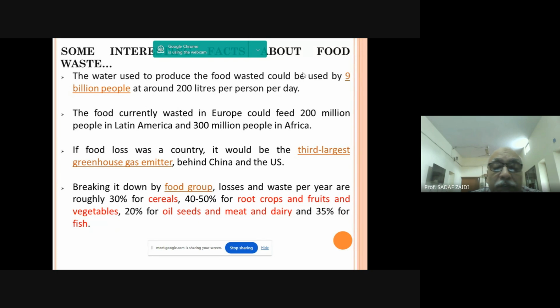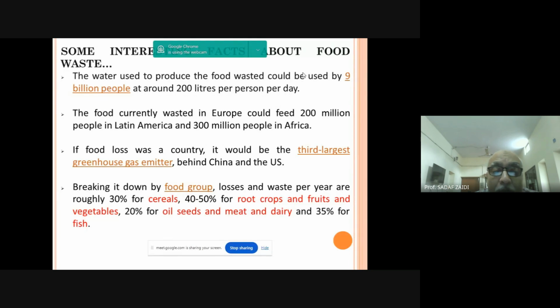Now, if you consider food loss as a country, अगर इसको माने कि ये एक देश है, food loss जो है 1.3 billion tons, वो कितना बड़ा गैस एमिटर है ग्रीन हाउस गैस का? It will be at number 3 after China and the US. So you can imagine the greenhouse gas emissions that this is causing.